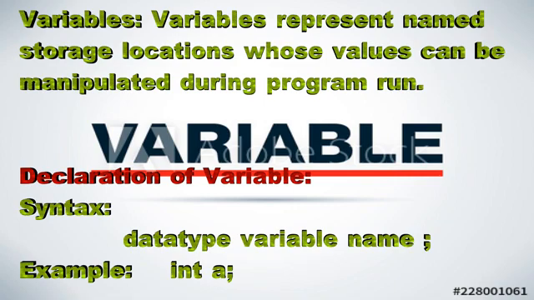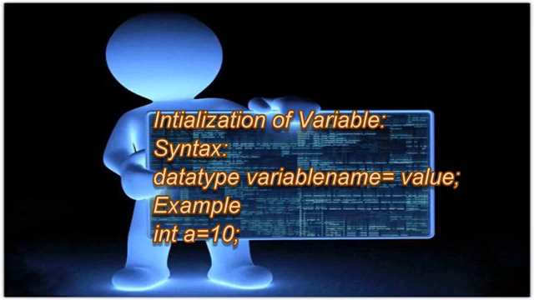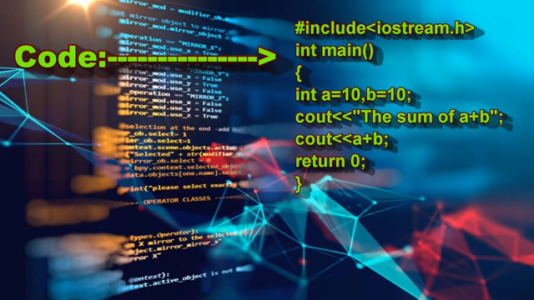Now variables have two bases: declaration of a variable and initialization of a variable. When we are declaring a variable, we have a syntax of data type and just the variable name. For example, we have written int a. Initialization of a variable means that this variable will contain some value. As you can see, the data type and variable name, then the equals to assignment operator, and some value, like int a = 10.